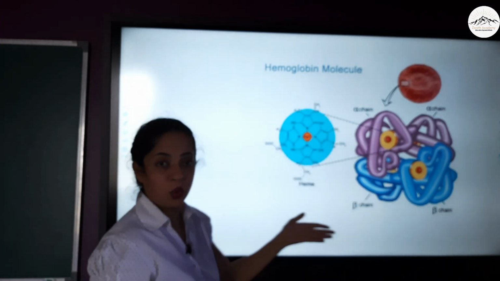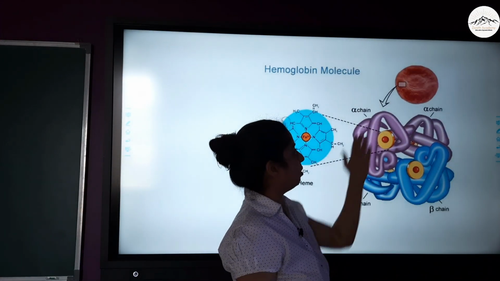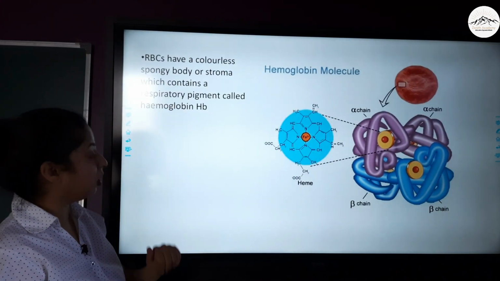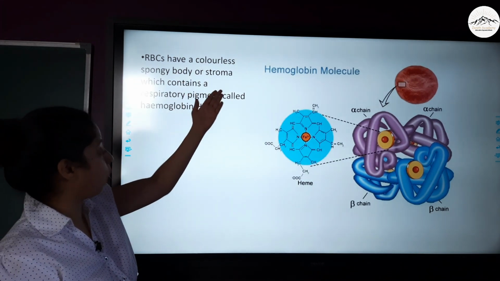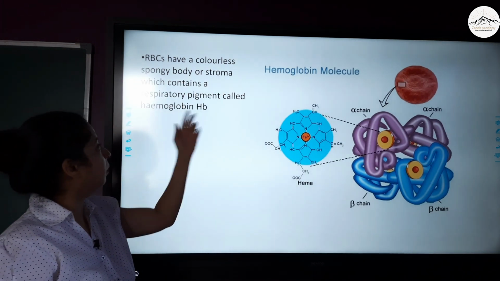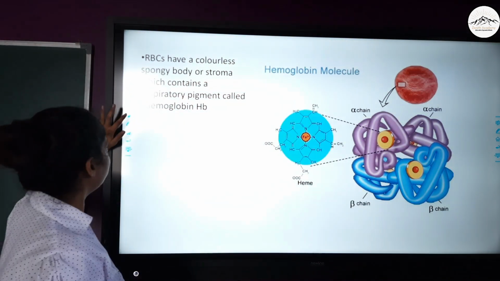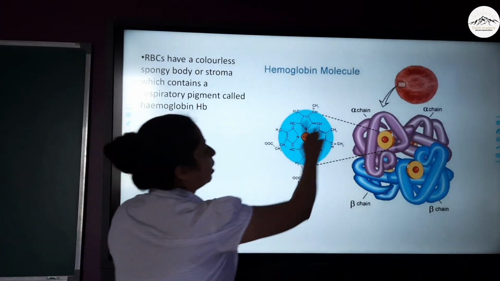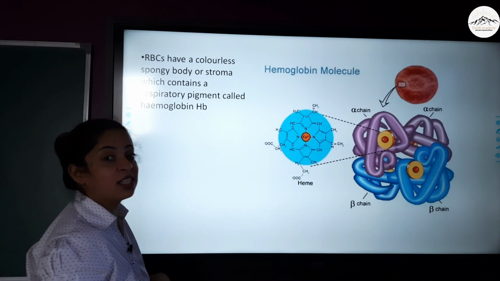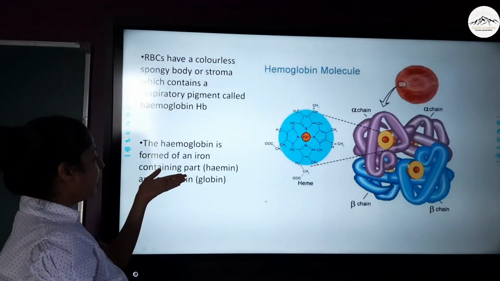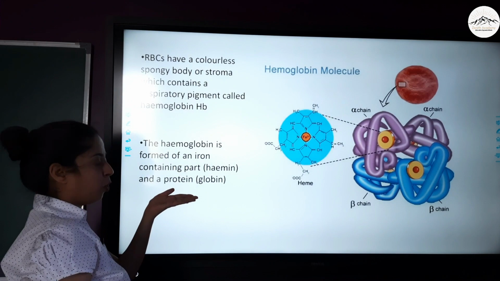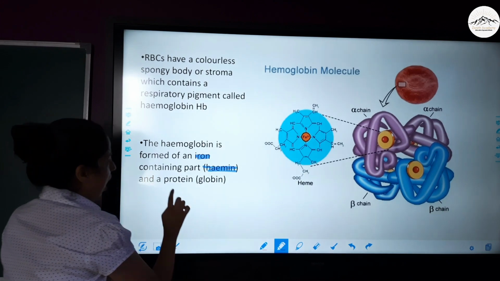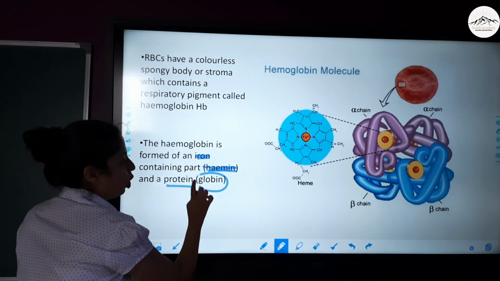Now here you can see a hemoglobin molecule. A hemoglobin molecule is present in an RBC. It is made up of two parts. Here RBC has a colorless spongy body or stroma, which contains a respiratory pigment called hemoglobin, and hemoglobin is shown by the symbol Hb, where H is capital and b is small. So this hemoglobin is present in RBC and it is a respiratory pigment, and it is formed of an iron containing part and a protein containing part. The iron containing part is called hemin and the protein containing part is called globin.